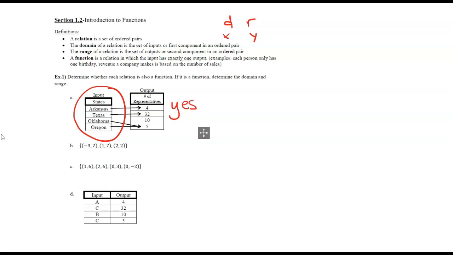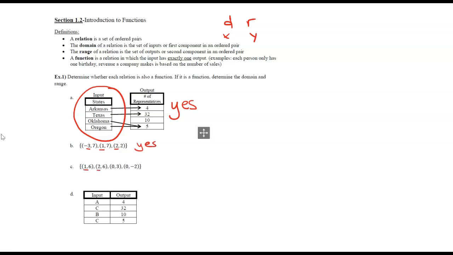Okay, let's look at this one. So we have -3 going to 7, 1 going to 7, and 2 going to 2. So this might be tricky. We might be tempted to say it's not a function, but because all of the inputs go to exactly one output, or another way to look at it is we don't have any repeating x values, this one is also a function. Okay, let's look at example C.